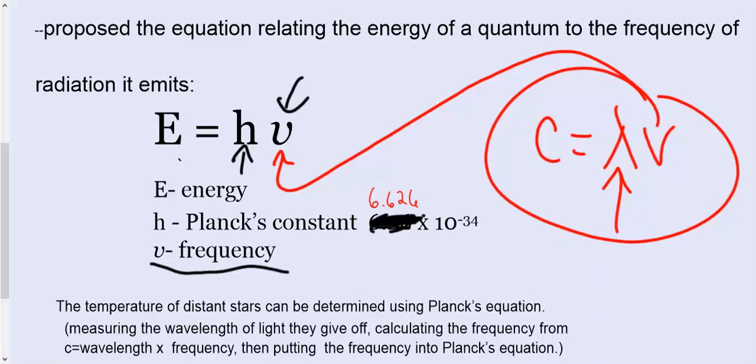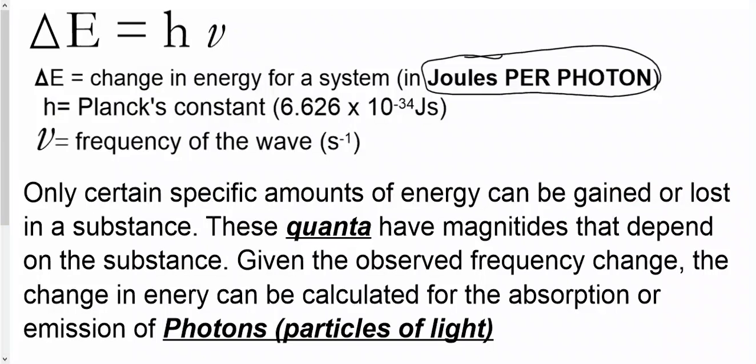Notice when you write this equation down that this is the change in energy for a system, and this is important: energy is in joules per photon. It's the energy of a photon. Planck's constant is in joule seconds, and frequency is in cycles per second. So it basically just means that only certain specific amounts of energy can be gained or lost by a substance. Those quanta have magnitudes that depend on the substance. If you observe the frequency change, then the change in energy can be calculated. Lots of typos here. I guess I did this too fast.